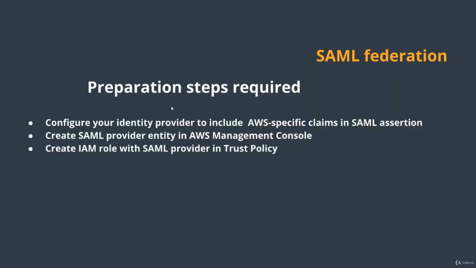Please note that in order to make a SAML assertion work with AWS, you need to do a few configuration steps. You must configure the SAML identity provider to include the set of claims required by AWS into the SAML. Claims are essentially specific attributes in the SAML assertion, and AWS expects some specific ones to be present in it. Additionally, you must use AWS Identity and Access Management to create a SAML provider entity in your AWS account that represents your identity provider. You must also create an IAM role that specifies this SAML provider in its trust policy.